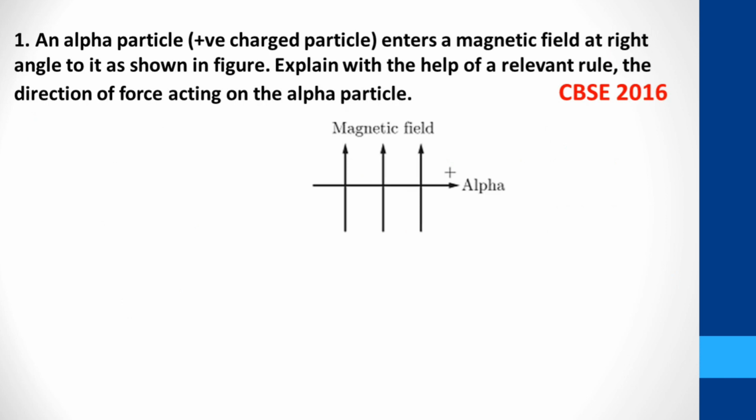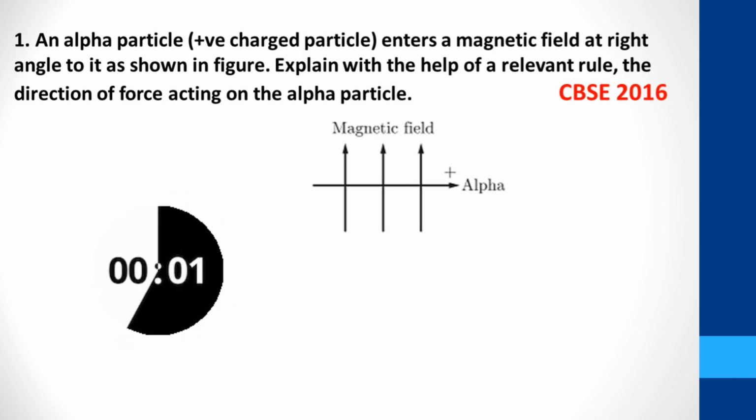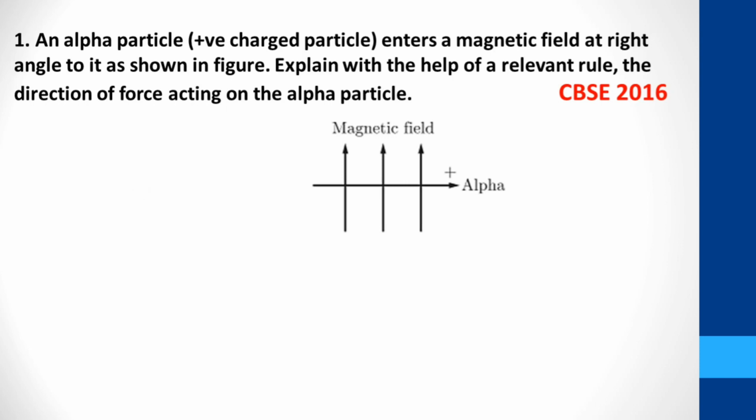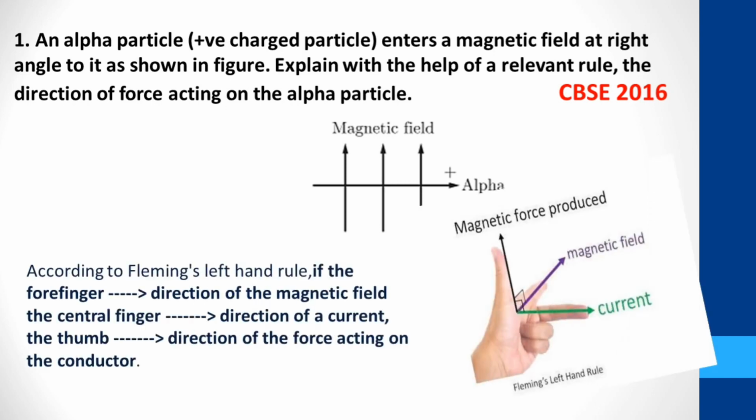The first question is, an alpha particle enters a magnetic field at right angle to it as shown in the figure. Explain with the help of a relevant rule the direction of force acting on the alpha particle. Let's remember that in order to find the direction of force acting on a charged particle, we have to apply Fleming's left hand rule.